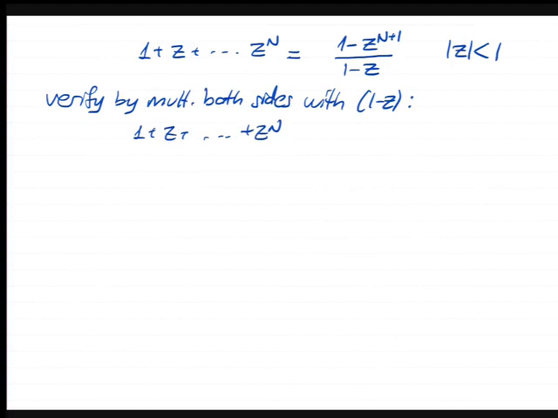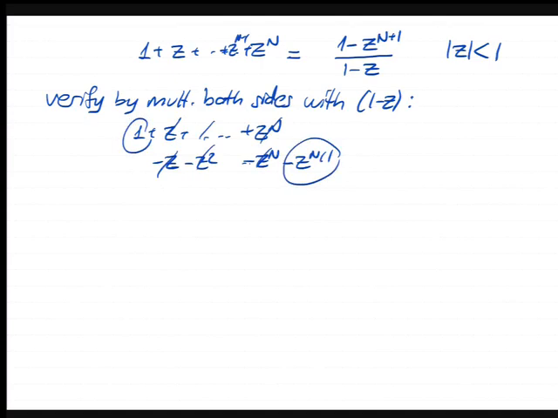And then multiply it with negative z. So you're going to get negative z. I'm going to shift it to the right so you see the cancellation. Negative z squared, negative z to the n. That came from z to the n minus 1 here. And then finally negative z to the n plus 1. So all of these terms in the middle cancel, and we are left with 1 minus z to the n plus 1. So that's how this is justified, right?